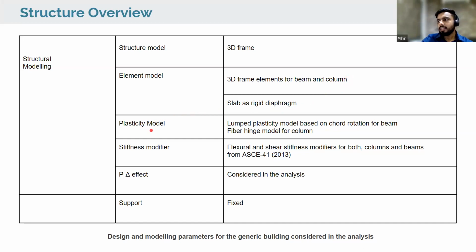Then we have the plasticity models to have the nonlinear behavior. As I mentioned, we will be using a lumped plasticity model based on chord rotation for beams and fiber hinges for columns. Then there will be stiffness modifiers used for the columns and beams as per ACI 41, the P-delta effect, and the supports would be fixed.